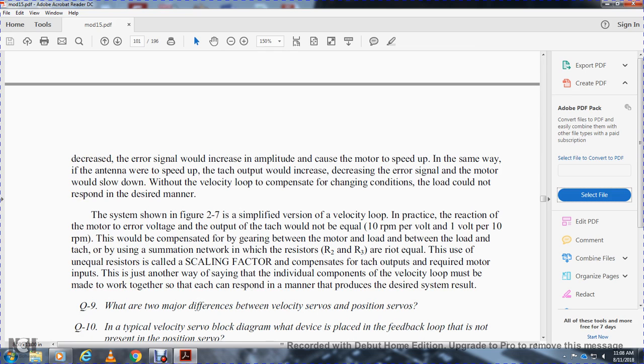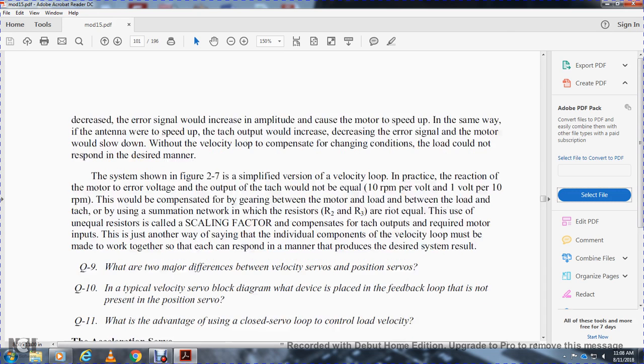This would be compensated for by the gearing between the motor and the load, and between the load and the tachometer, in the summing network in which resistors 2 and 3 are made equal. The unequal resistors provide the scaling factor to compensate the tachometer output with the required motor input. Just another way of saying the individual components of the velocity loop must be made to work together so that they can each respond in a manner that produces the desired system results.